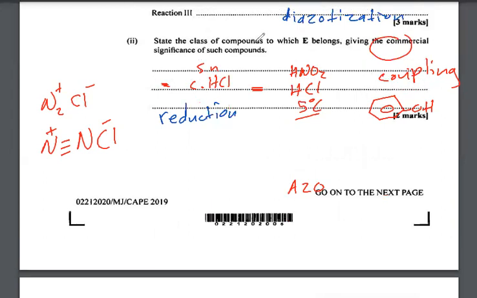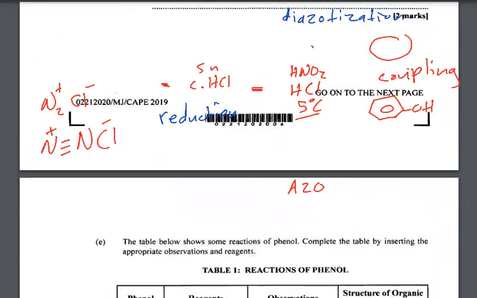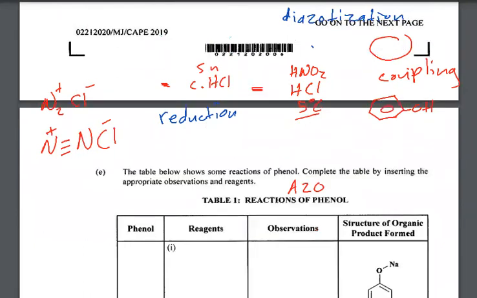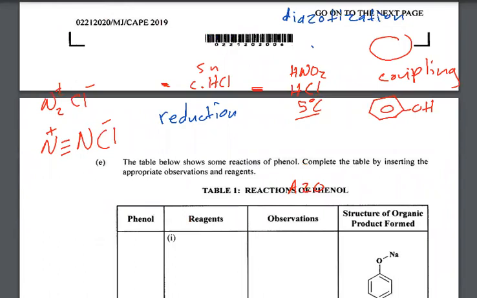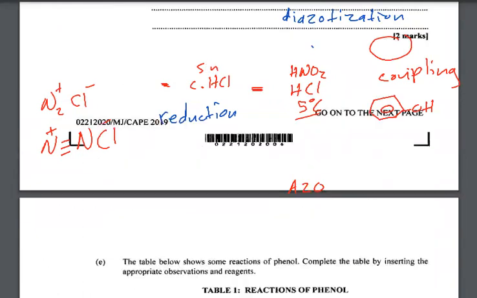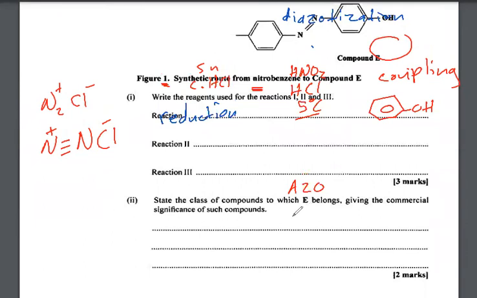It says state the class of compounds to which E belongs. So we know it's an azo compound and it is used as dyes. This one was from 2019, so that was the last time anything relating to benzene had come. Could you please repeat the answer? Yes. The class of compound is an azo compound.